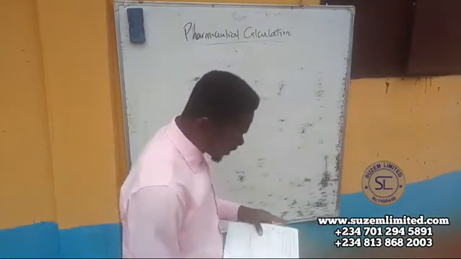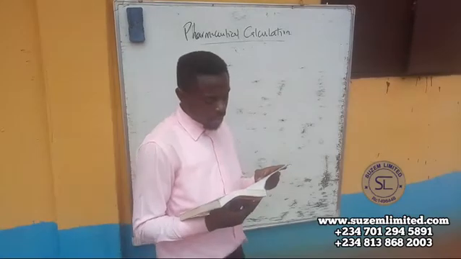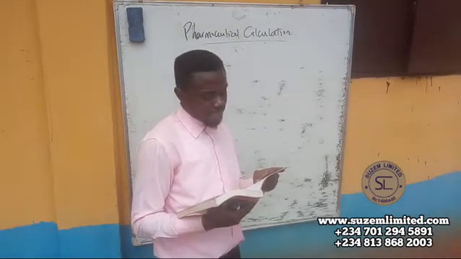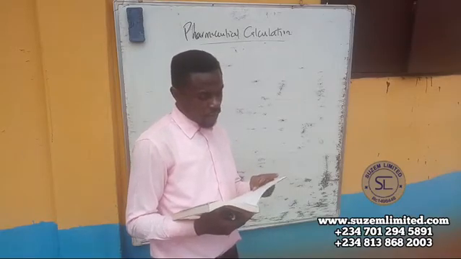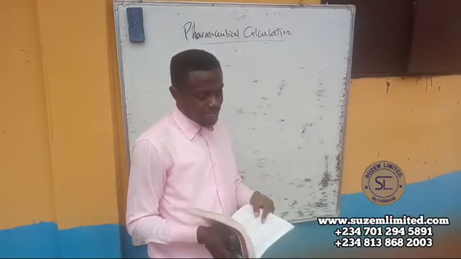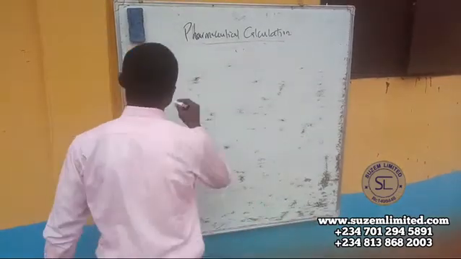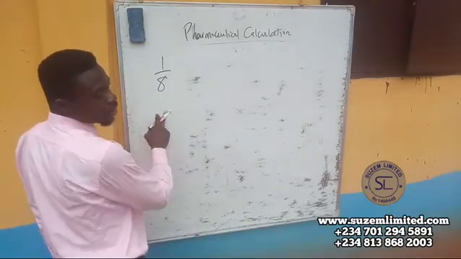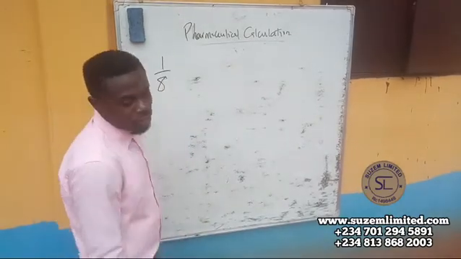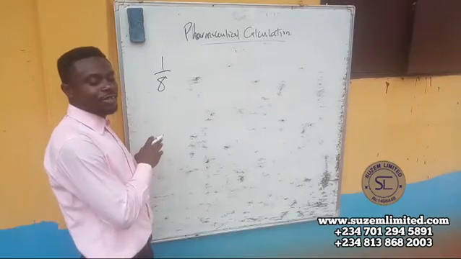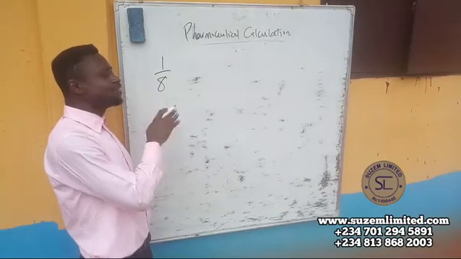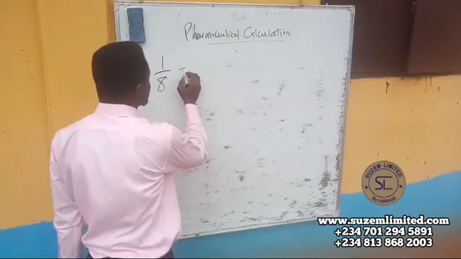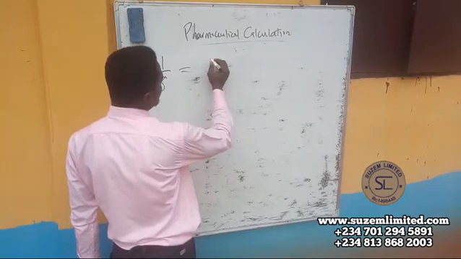The question says, convert 1/8 to decimal fraction. Is 1/8 a decimal fraction or a common fraction? Common fraction. So convert this to a decimal fraction. The rule says that to convert a common fraction to a decimal fraction, just divide the numerator by the denominator. Simple. So now we have 1/8.